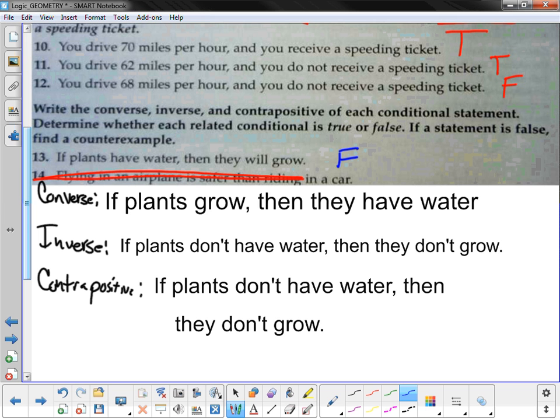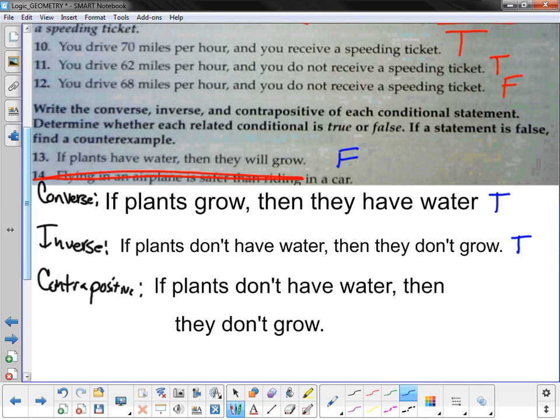If plants grow, then they have water. Well, that's a true statement. If they're growing, they have to have water. That's one of those nourishment items that they have. They have to have water and they have to have light. Now, the inverse: if plants don't have water, then they don't grow. Well, that's true also. If they don't have water, then the seed will never break down, and the plant will never grow. That's a true statement.